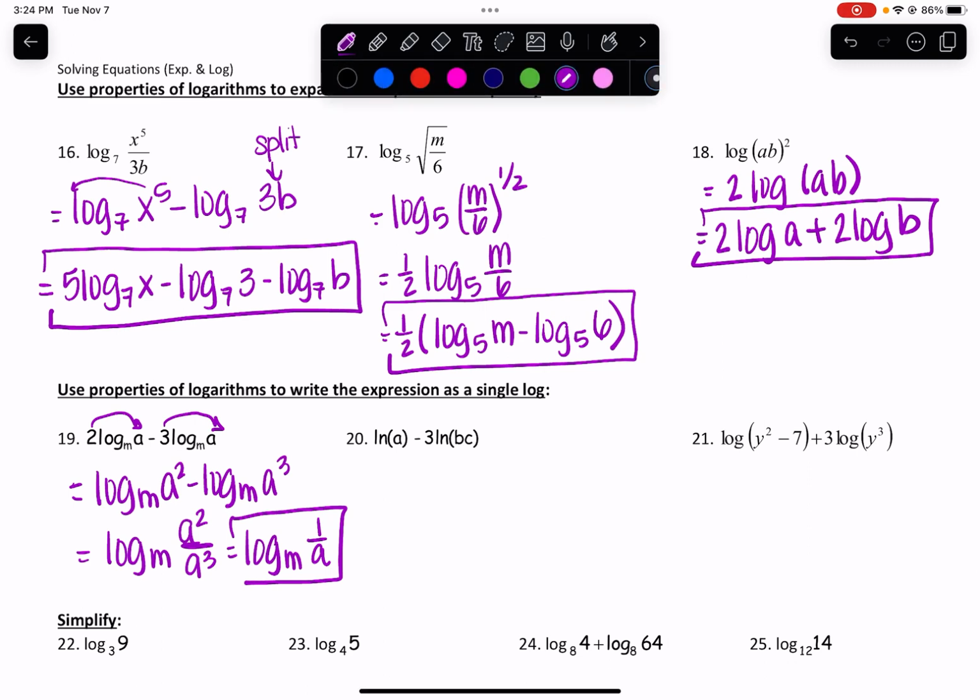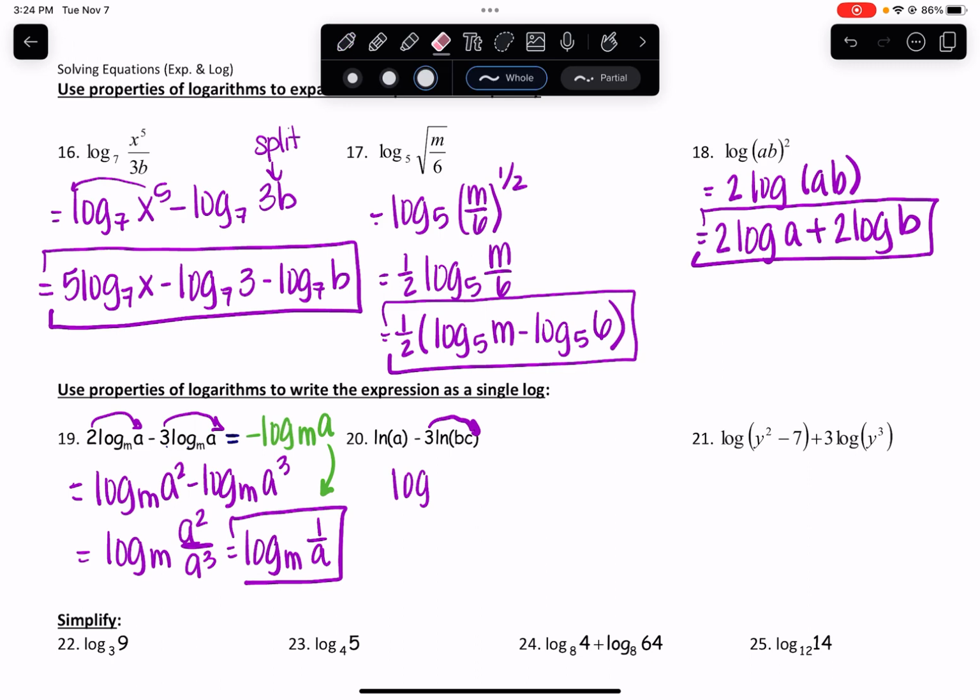There was something I noticed after I got started. This is 2 log base m of a and 3 log base m of a. So you could have made that negative log base m of a, and then you could have jumped down to that answer. Both ways are 100% correct. It just depends on how you see it. And the only way that green one works is because log base m of a is exactly the same in both. You notice in 20, that's not the case. So the first thing I'm going to do is move that 3 up.